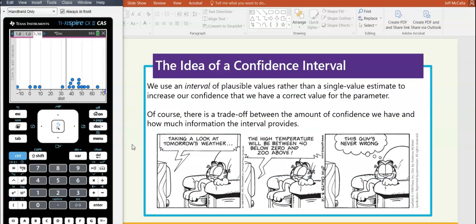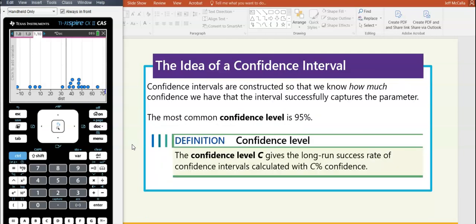There's a trade-off between the amount of confidence we have and how much the interval provides. This is an old Garfield cartoon. Take a look at the weather tomorrow morning. The high temperature between 40 below zero and 200 above. Yeah, that's too big of a confidence interval. If a weatherman gave that, this guy's never wrong. If you make a really big confidence interval, you're never going to be wrong, but it's also not going to be helpful. That is the least helpful weather report you could have.